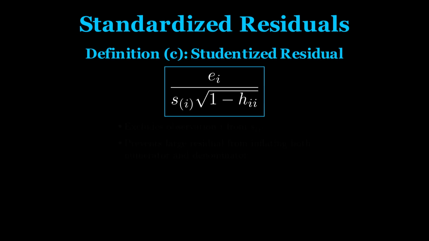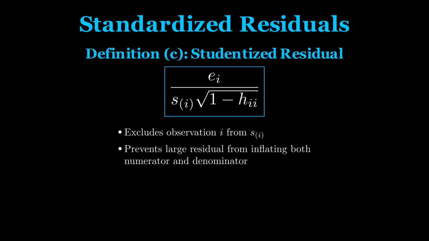Definition C is also known as the studentized residual. It is a modification of definition B and provides a better measure of unusual responses by excluding the ith observation from the calculation of s_i. This approach prevents a large residual from inflating both the numerator and denominator, making it easier to detect outliers.